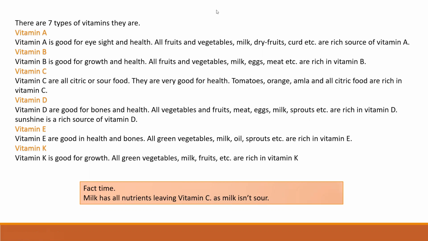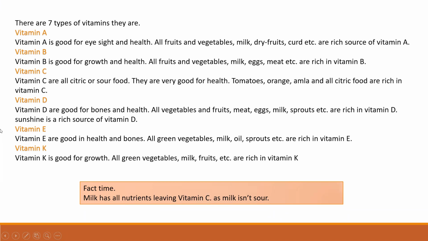They are vitamin A. Vitamin A is good for eyesight and health. All fruits and vegetables, milk, dry fruits, curd, etc. are a source of vitamin A. So, vitamin A is very much needed for our eyesight and it's very good for health too. Now we are going to learn about vitamin B. Vitamin B is good for growth and health. All fruits and vegetables, milk, eggs, meat, etc.